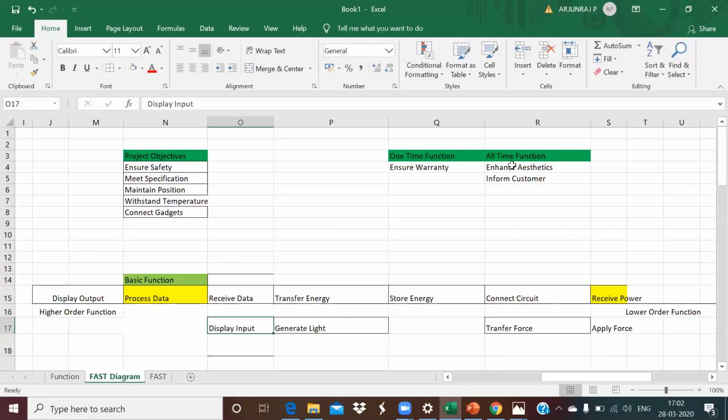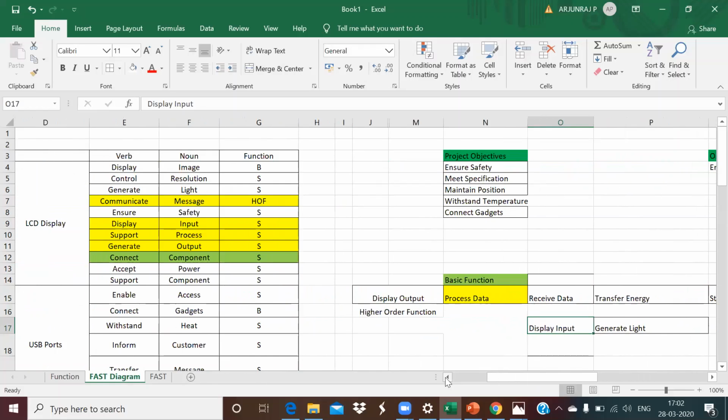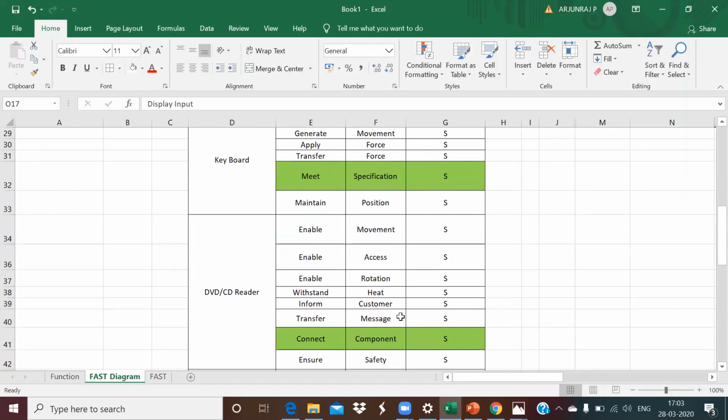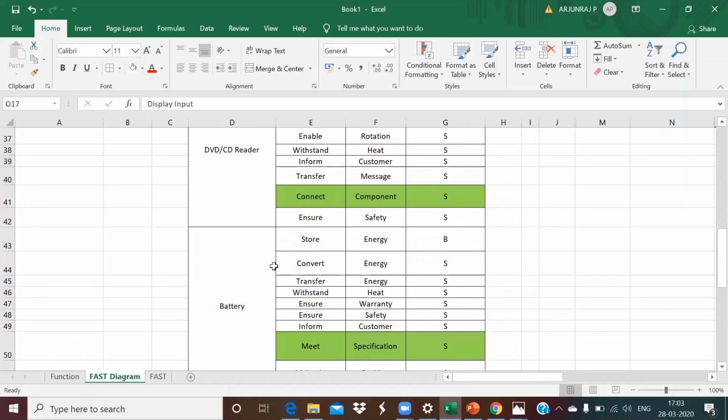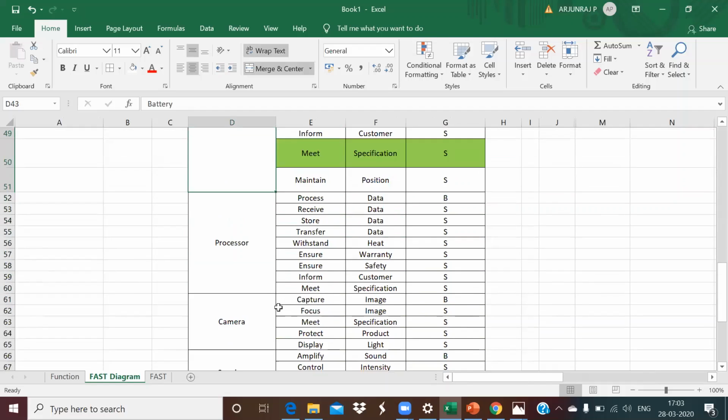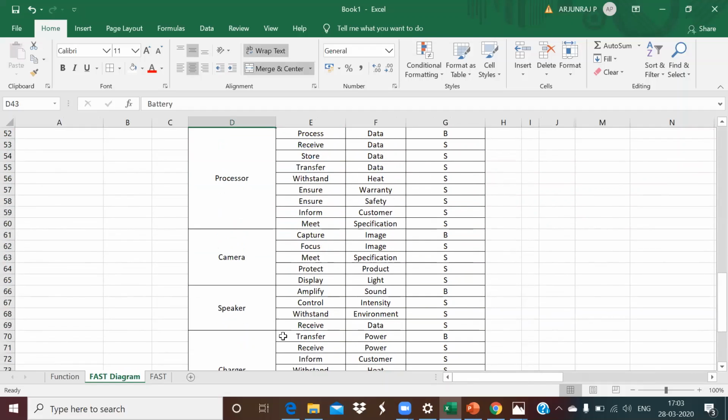And the all-time functions are enhance aesthetics and inform customer, and the one-time function includes ensure warranty. Project objectives are ensure safety, meet specification, maintain position, withstand temperature, and connect the gadgets. So we also created the functions for the battery, processor, camera, and also the charger.